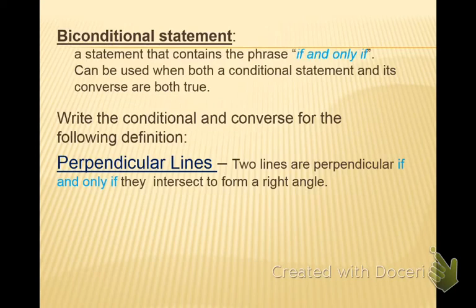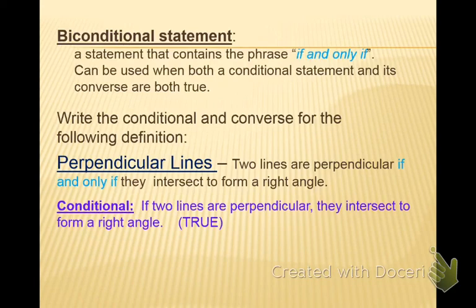So let's change this to if-then. What would an if-then of this read? It's biconditional. If we change it to an if-then statement. Bobby, what do you think the if-then of this would be? If two lines are perpendicular, then they intersect to form a right angle. Right. And that's true. What would be the other if-then we could write from this conditional?